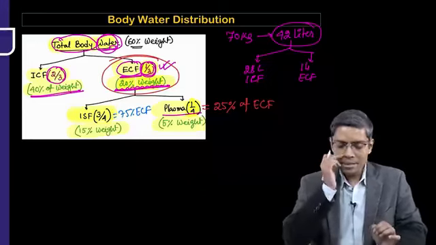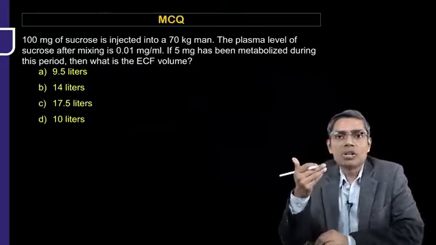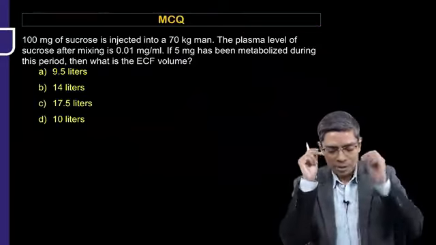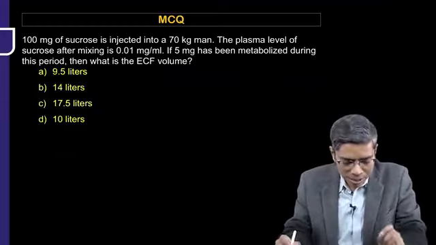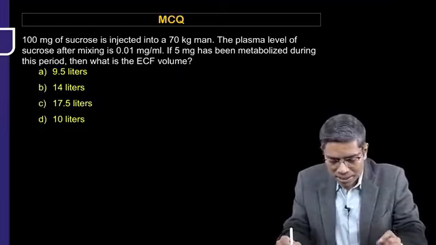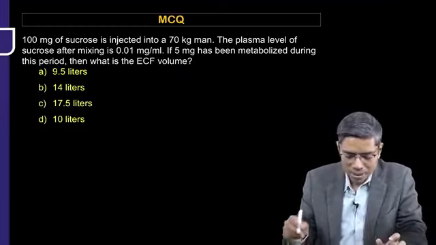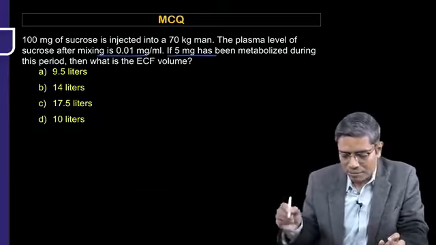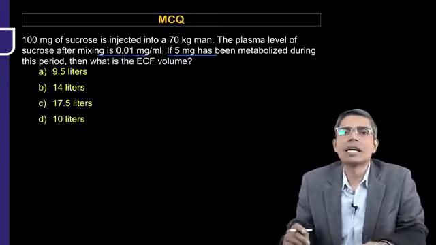Now the next is how this body water is calculated by some mathematical equation. Look at the question here. This question has been asked in AIIMS entrance examination. Here the question is 100 milligram of sucrose is injected in a 70 kg man. The plasma level of sucrose after mixing. So plasma concentration is given, as well as it is also said that 5 milligram has been metabolized during this period. So how to calculate this?